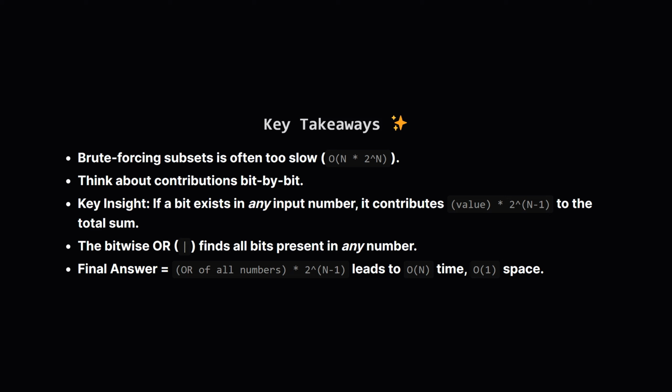Much better. So to wrap things up, the problem asked for the sum of XOR totals of all subsets. While we could generate every subset, that's usually too slow, because there are exponentially many. The breakthrough comes from thinking about each bit position separately. The crucial insight is that if a particular bit is present in any of the input numbers, it ends up being set in the XOR total of exactly half the subsets. We can efficiently find all bits that are present anywhere using the bitwise OR operation on all the input numbers. And the amazing shortcut is that the final answer is simply that total OR value multiplied by 2 raised to the power of n-1. This gives us a super efficient linear time and constant space solution.